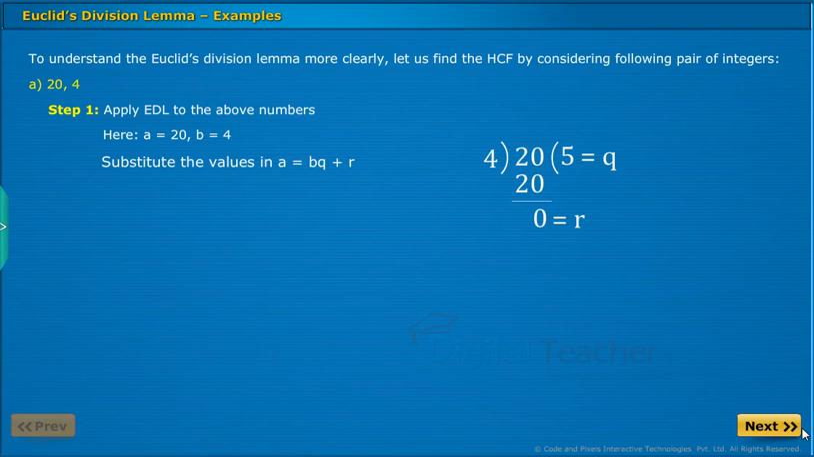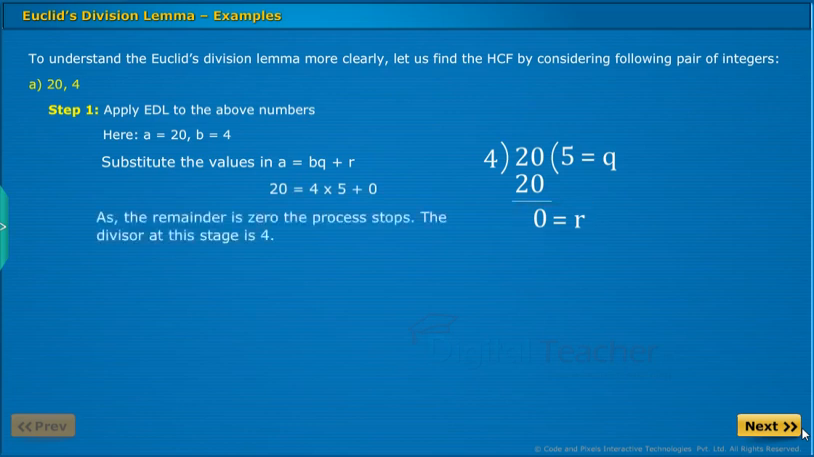So when 20 is divided by 4, we obtain quotient q as 5 and remainder r is equal to 0. Substituting the obtained values of q and r in the above expression, we obtain both LHS and RHS equal. That is, 20 is equal to 4 into 5 plus 0. As the remainder is 0, the process stops. The divisor at this stage is 4. Therefore, HCF is equal to 4.